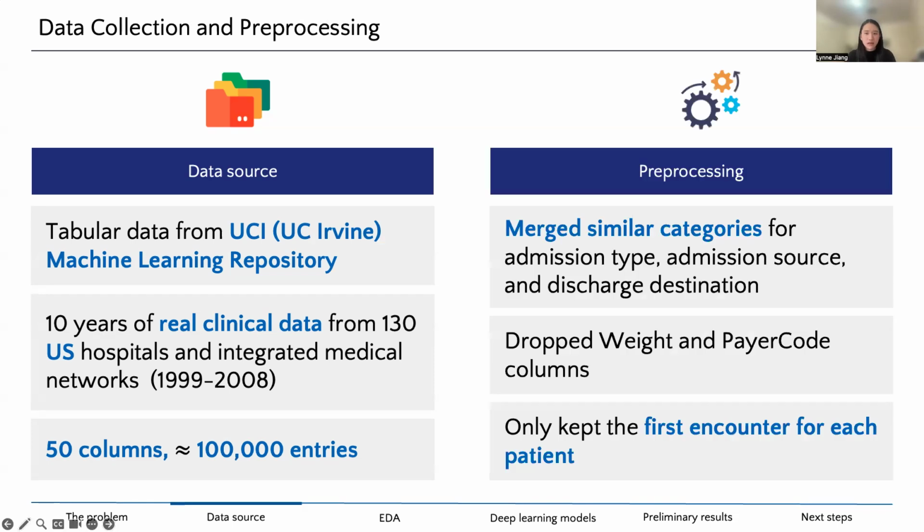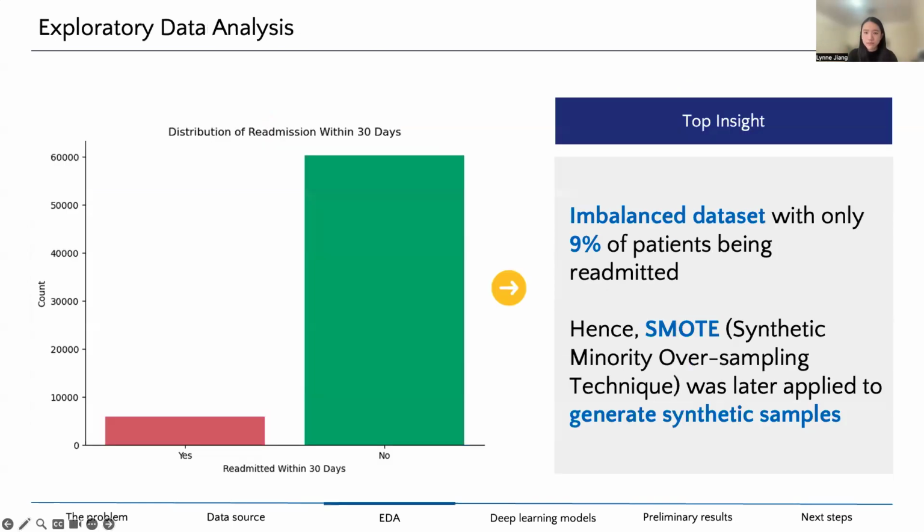And for pre-processing, I removed invalid rows, merged similar medical categories, dropped the weight and payer code columns, and only kept the first encounter for each patient. Overall, this reduced the dataset to around 70,000 entries.